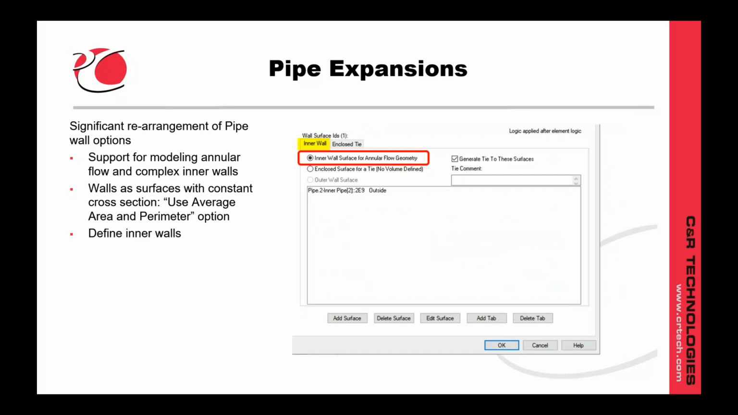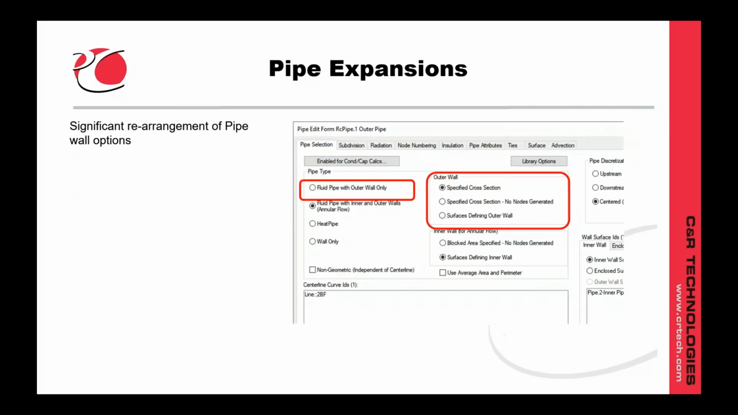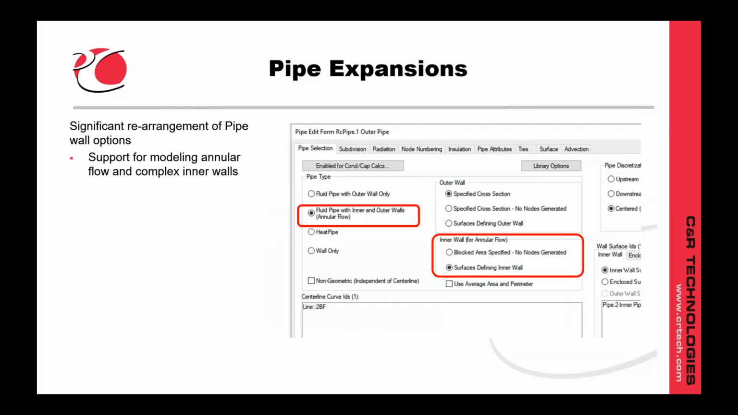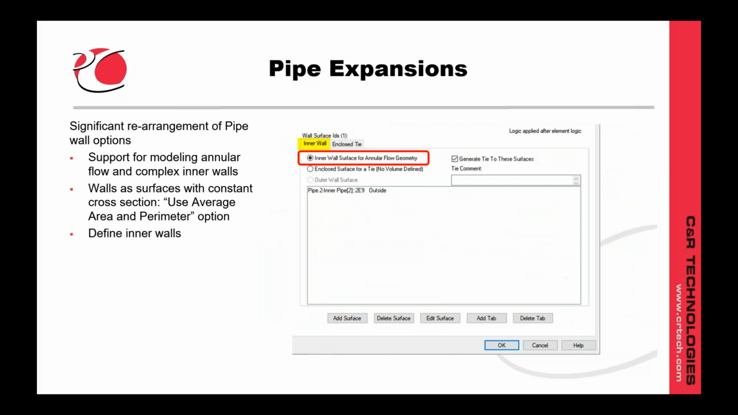When using a surface for the inner wall, the wall surface dialog is in the lower right of the form. I'm going to just jump back here to the full form. So the lower right corner is where this wall surface ID dialog is. Anyways, here you can see I have set the outer surface of pipe 2 as the inner wall for the pipe I'm currently creating.